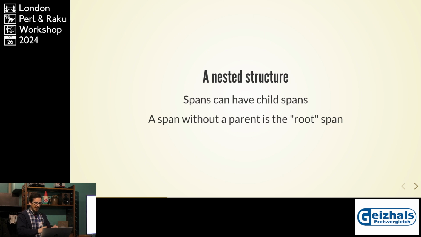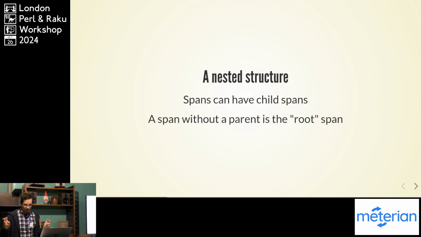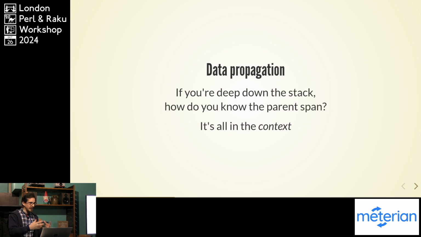Spans, like I said, they can have parents. And if there is no parent, that span is the root span. But of course, that raises a question, which is, if you're somewhere deep in the code and you're generating a span, how do you know if there is a parent? How do you know if that is the root span, or if there's another parent that you have to link to? And the way that OpenTelemetry propagates this data is through the context.